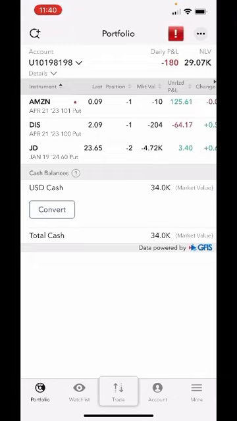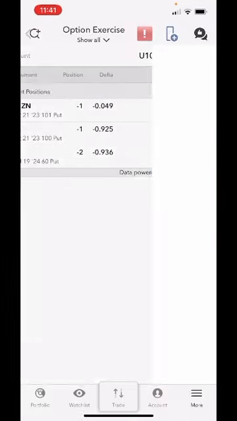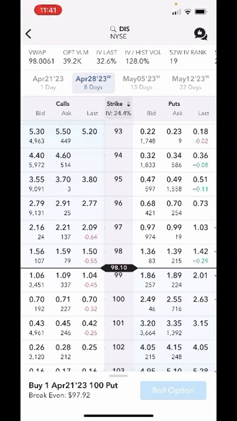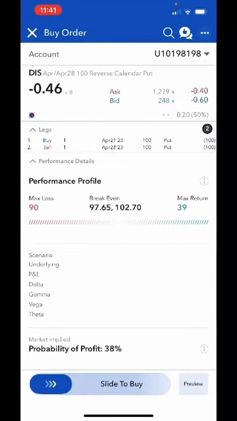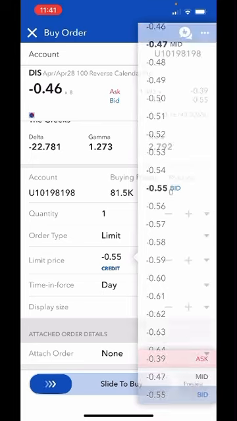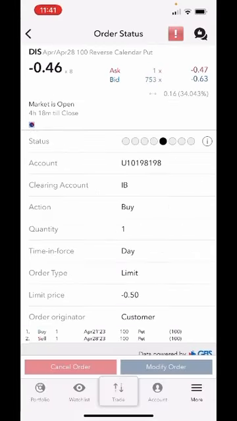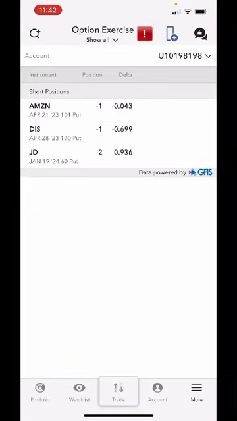Alright, next we're going to roll the Disney position that we have. We're going to roll it to next week. Alright, filled at 51 cents. Okay, for Amazon, I'm not going to roll it further because there's earnings next week. I'm just going to let it expire.